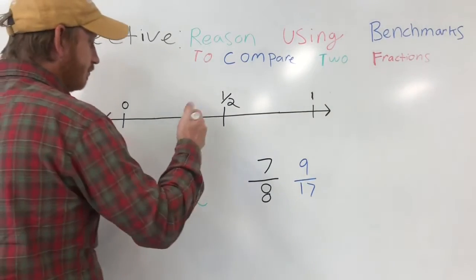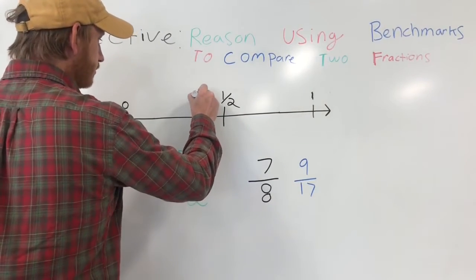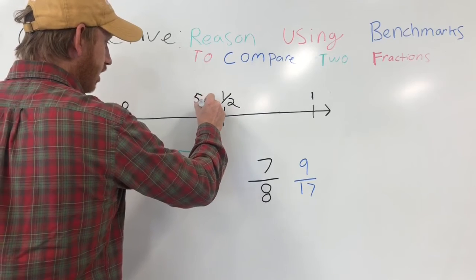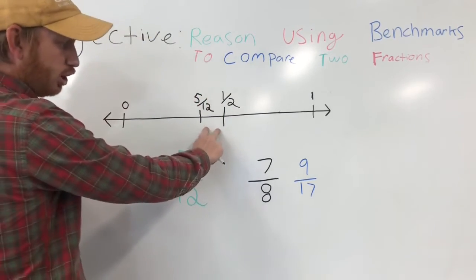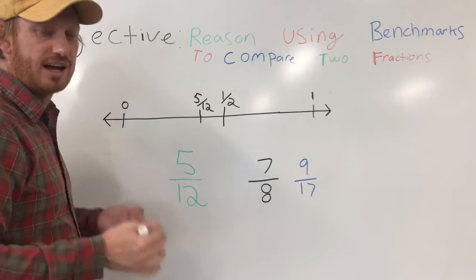So on my number line, I can put 5/12. I'm going to make it pretty close to my 1/2 mark because we know that's where it should be.